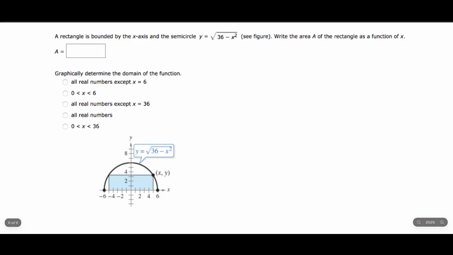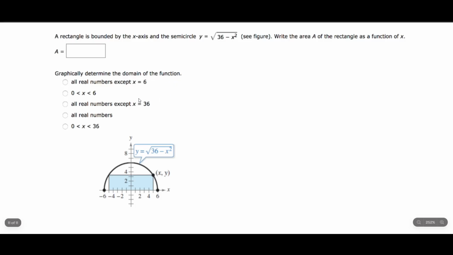The reason why I'm going over this type of problem is, firstly, it's kind of difficult for students to actually get this area equation. I've had several students give me this type of question, and they always are confused with how to find the area equation. Also, there are some domain concerns as well.